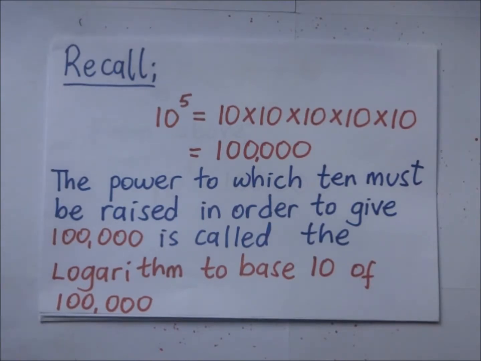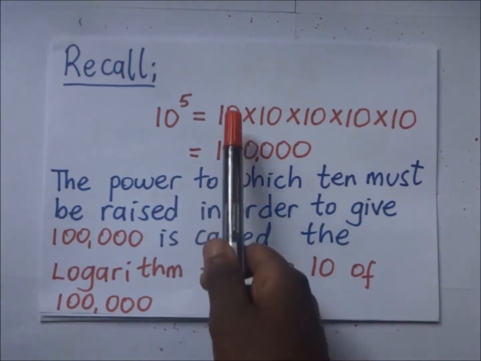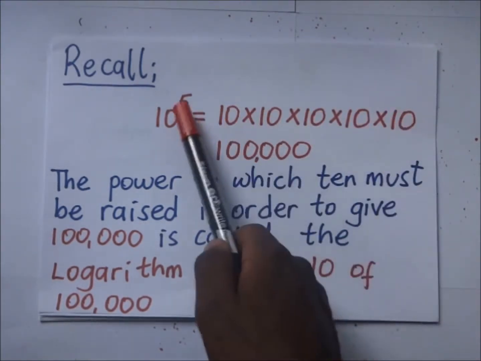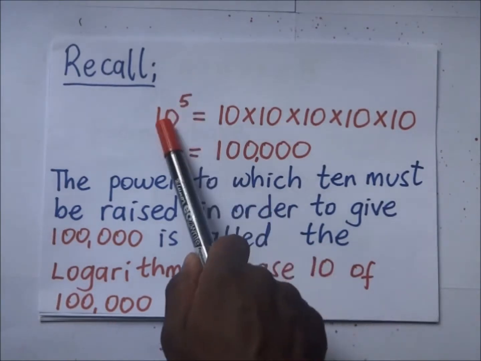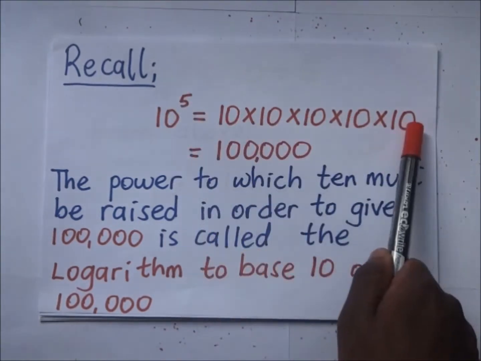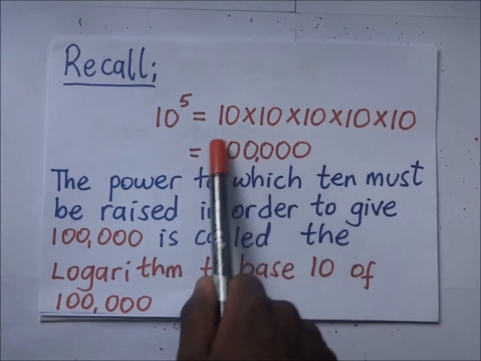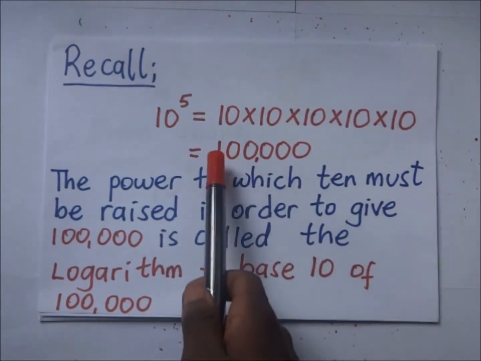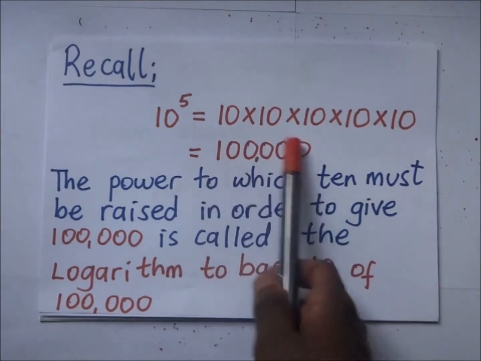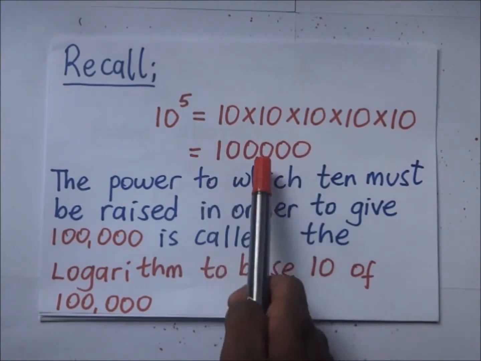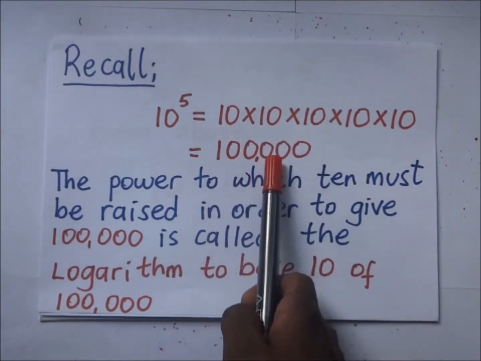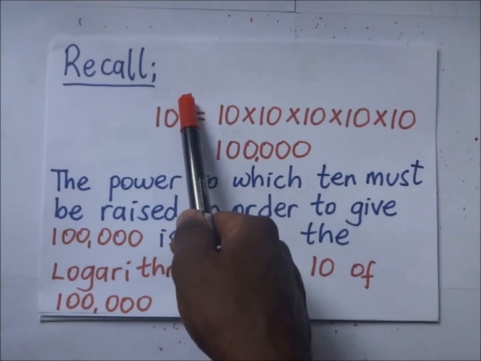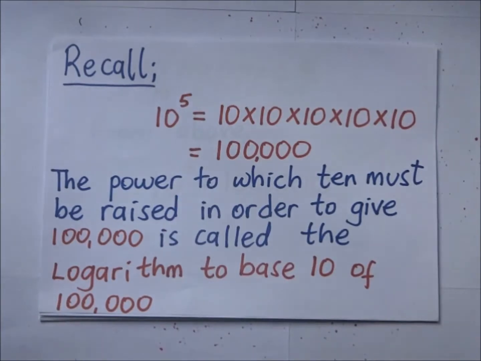Right on your screen, you see 10 to the power 5 is going to be equal to 10 times 10 times 10 times 10 times 10. We earlier said that this power 5 means that this 10 has been multiplied 5 times. And the answer we are getting here is 100,000. Now, if we are to find the logarithm of 100,000, it is going to be equal to 5, that is, if that logarithm is to base 10.